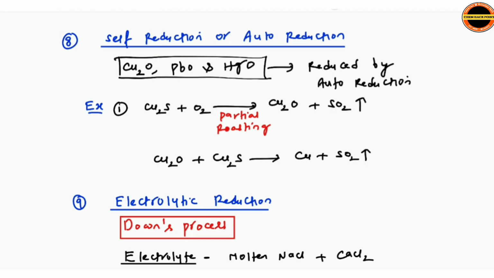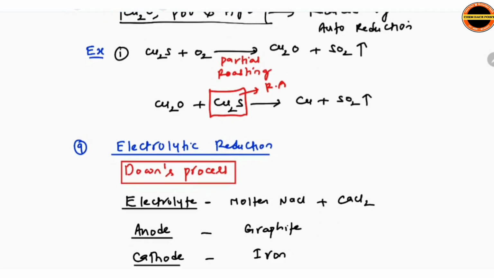Why are we using self reduction? There is no addition of any external reducing agent. Only one of the reactants is acting as the reducing agent. So here you can see Cu2S is the reducing agent in this case, which is reducing Cu2O.